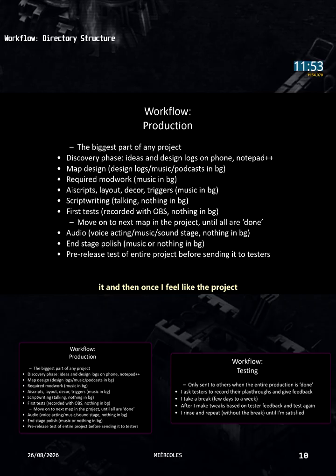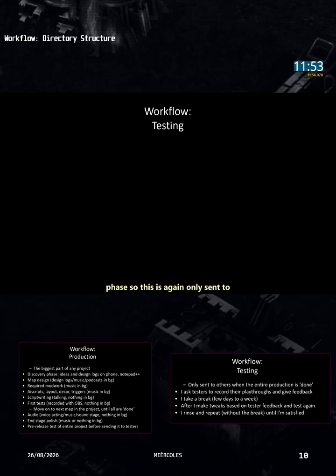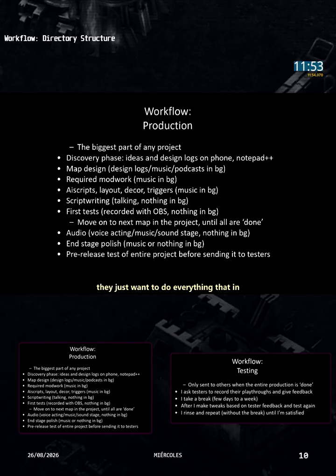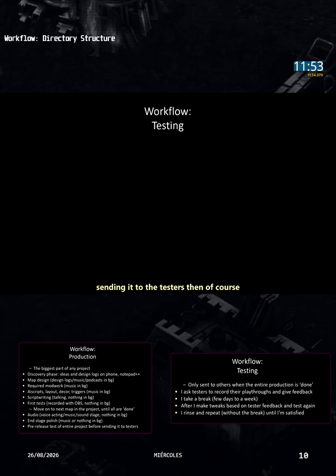And then, once I feel like the project is basically release ready, in a sense, I release it to my private testers, DF, iQuare, Necron, etc., who will then go and take a look, and we'll get into that now, actually. That's the testing phase. So this is, again, only sent to others when the entire project is done. Obviously, for other people who don't have access to early testers, if they don't want to worry about testing, if they just want to do everything in the production phase without sending it to the testers, then of course they can just release it at this point.